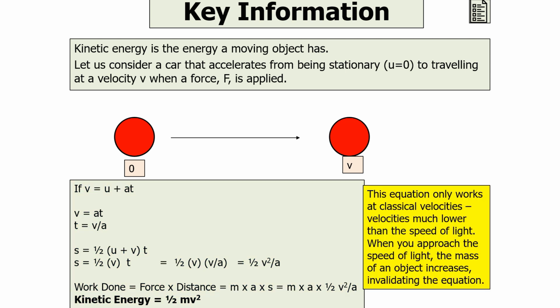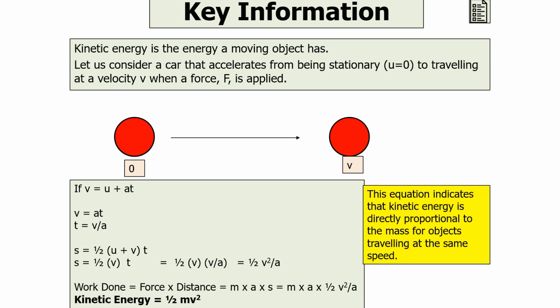Now this equation only works at classical velocities, velocities much lower than the speed of light. When you approach the speed of light, the mass of an object increases, invalidating the equation. Now this equation also indicates that kinetic energy is directly proportional to the mass of the objects travelling at the same speed. It also indicates that kinetic energy is directly proportional to the square of velocities of given objects.